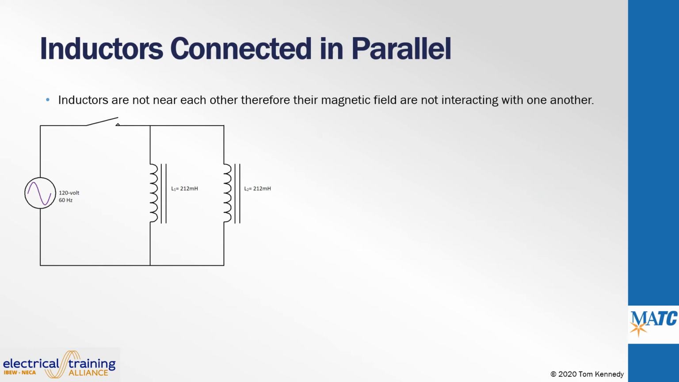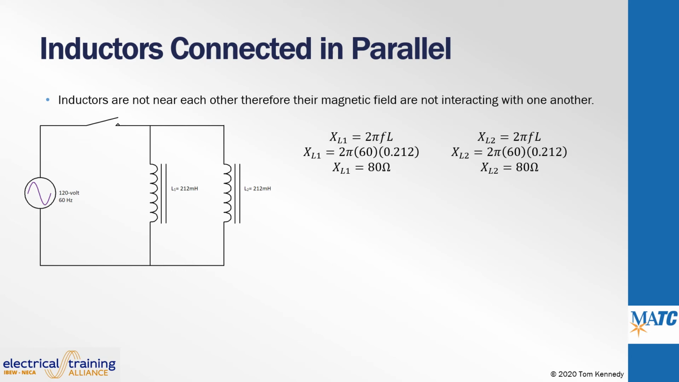Another way of evaluating the total inductance of 2 parallel inductors that have no magnetic fields interacting with one another would be to determine the inductive reactance of each branch of the parallel circuit. Using the 2πfL formula, each inductor would have an inductive reactance of 80 ohms. Use the inductive reactance of each branch to find the current in each branch of the circuit. Connected to a 120-volt source, each branch would draw a current of 1.5 amperes.